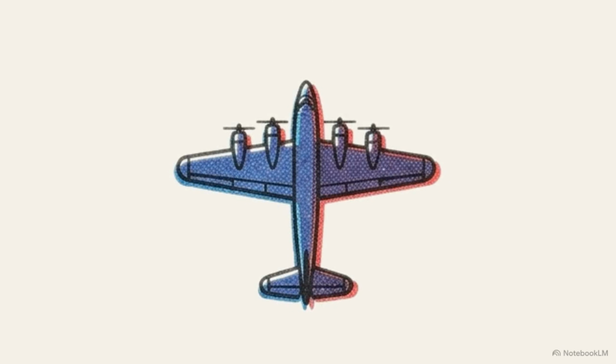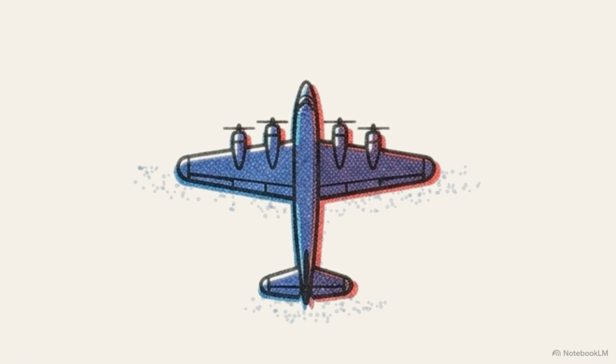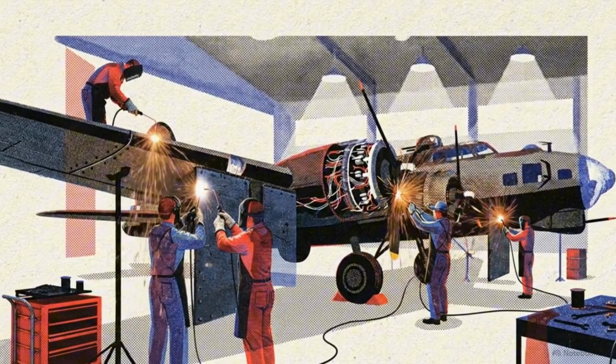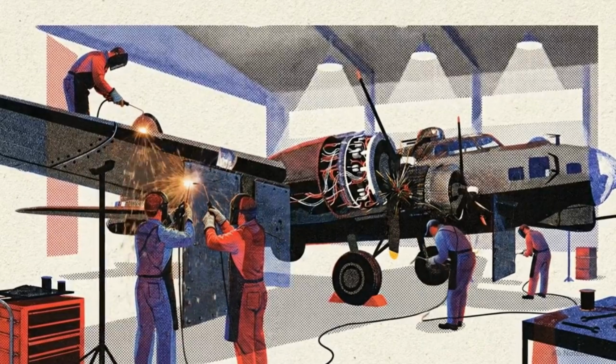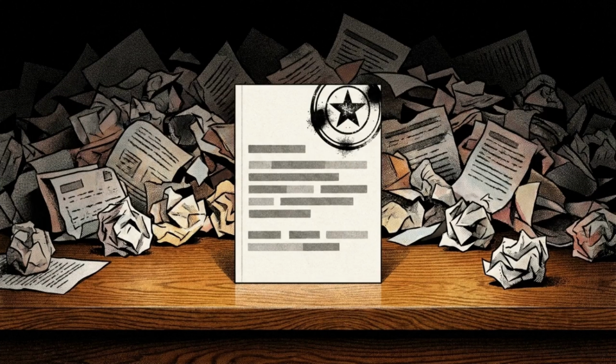Wald spotted a crucial sampling error. Returning planes showed damage to wings and fuselage, but no hits to the engines. Why? Planes hit there never made it back. Wald inverted their logic. He ordered armor placed exactly where the planes were unharmed. When we mistake a filtered sample of survivors for the general population, we reinforce the strongest areas and leave our most vulnerable systems unprotected. This filtering process shapes modern scientific publishing, where the industry acts as an invisible filter for success.